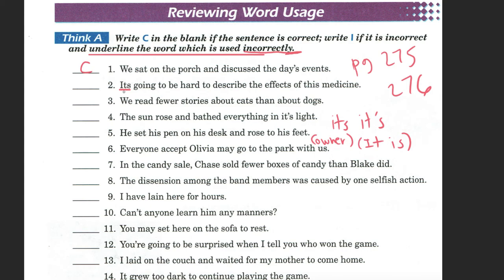So it's going to be hard to describe the effects of this medicine. If I replace this its with it is, then I'm supposed to use the it apostrophe s form, right? So it is going to be hard to describe the effects of this medicine. Yeah, that makes sense. It should have been it apostrophe s. So this is incorrect, because I don't want to use its, because I'm not saying going is owned by it. Doesn't make sense to me.